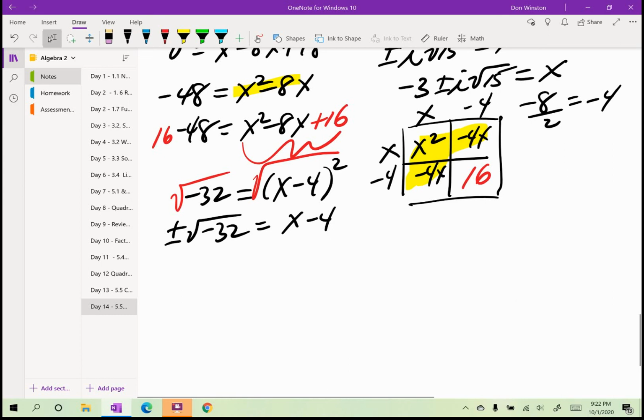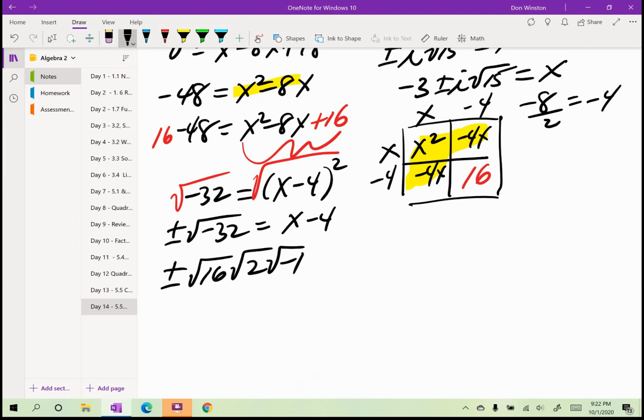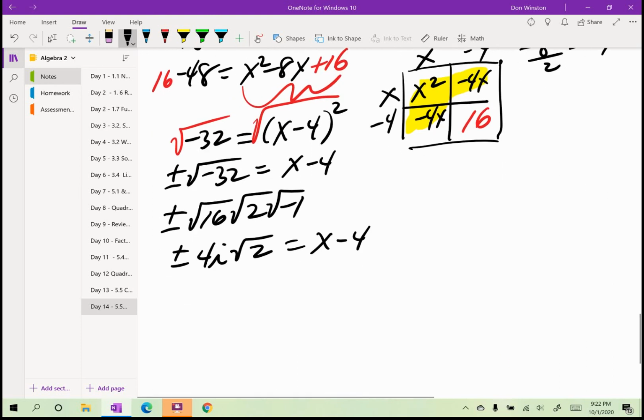So we have to deal with that pesky negative underneath the radical and simplify that. So we have plus or minus the square root of 16 times the square root of 2 times the square root of negative 1. And that will be plus or minus 4i root 2. Root 16 is 4 and square root of negative 1 is i. And that equals x minus 4. And then finally we add 4. 4 plus or minus 4i root 2 equals x. And it is solved.